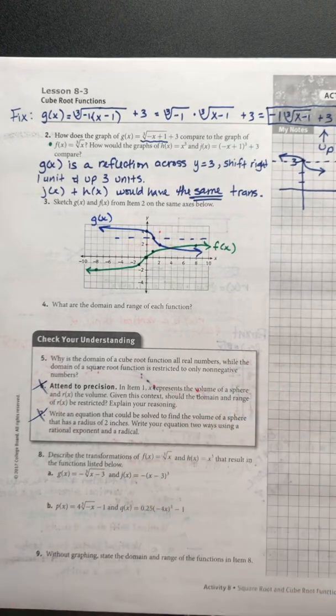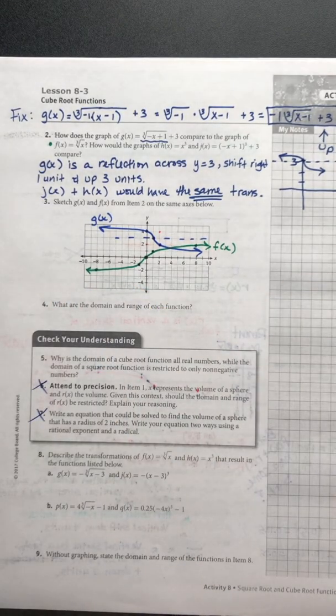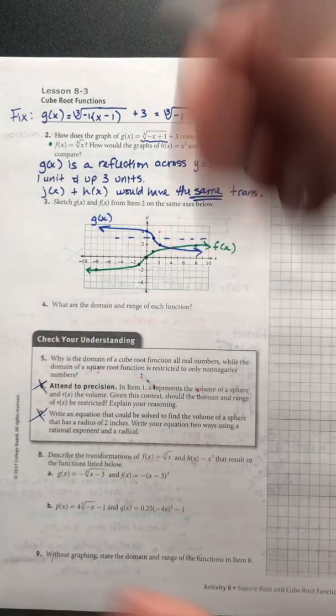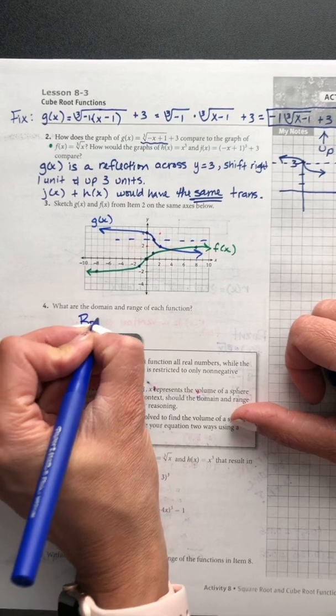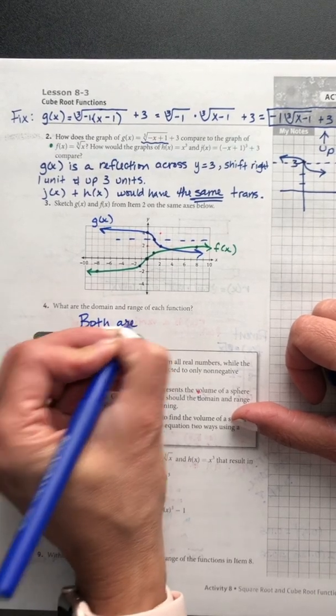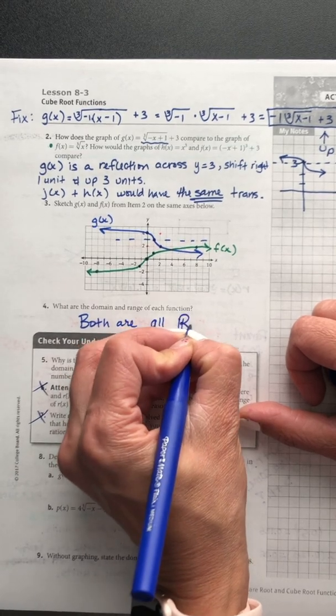And what are the domain and range of each function? Well, they're going to infinity left and right, which means they're going to infinity up and down for both. So both are, what do you think I'm going to say? All real numbers.